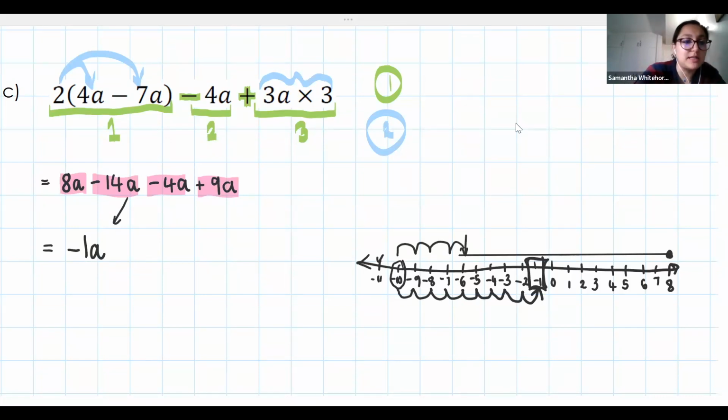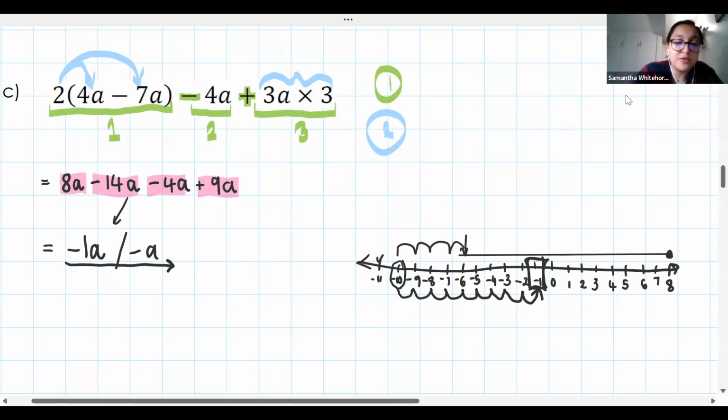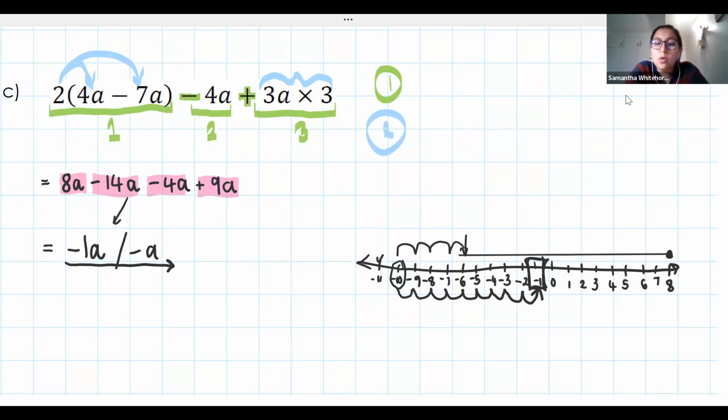If you wrote your answer as just -a, that's absolutely fine. Remember, you don't have to put the coefficient of 1 if you don't want to. You do have to have the negative, but you don't have to put the 1. So you can either have -1a or -a. Because all of the terms were like terms in the end, it simplifies all down to one value.